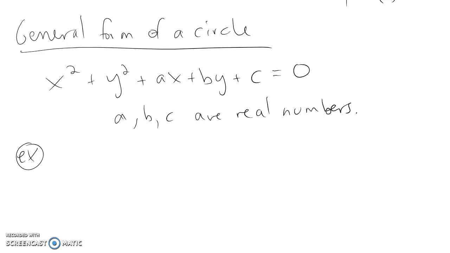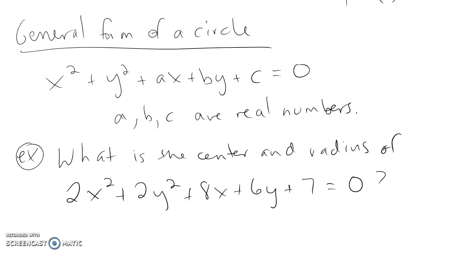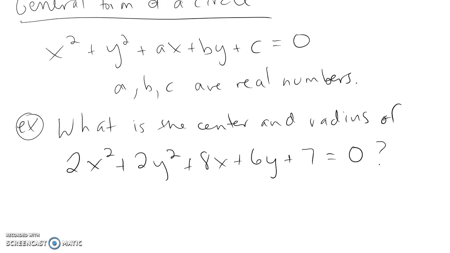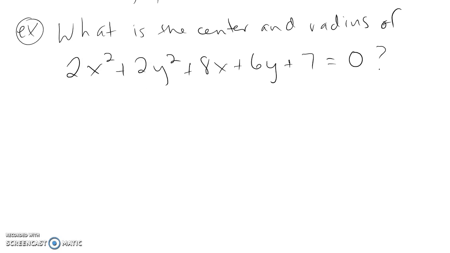So I'm going to ask a question, which is, what is the center and radius of the circle 2x squared plus 2y squared plus 8x plus 6y plus 7 equals 0. Notice this is in the general form of a circle. Well, almost. Now, my goal is to put it into the standard form. This is what we do.